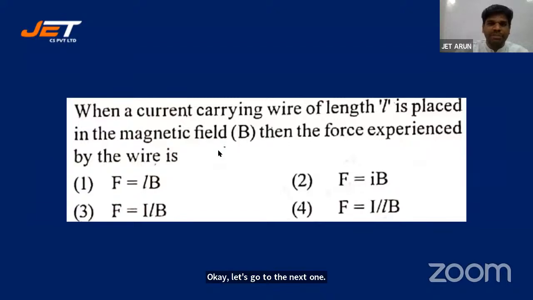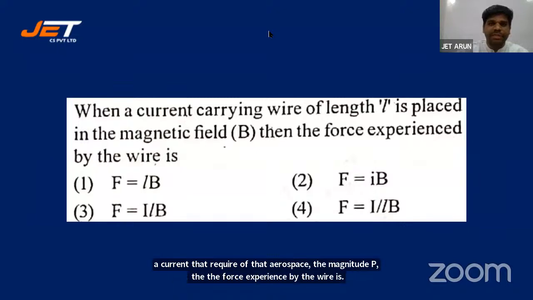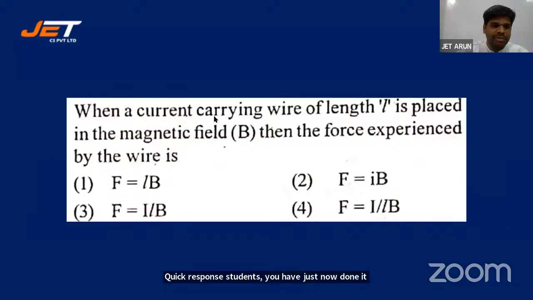When a current carrying wire of length L is placed in the magnetic field B, then the force experienced by the wire is? Quick response, students. We have just now done it. F is equal to LB, IB, ILB, or I by LB. There has to be L, right? In option 2, there is no L. Okay, Pavani has got a confusion, that's okay. Yes, it's ILB, students. Option 3 is absolutely right. Most of the students have answered 3. Let's go for the next one.